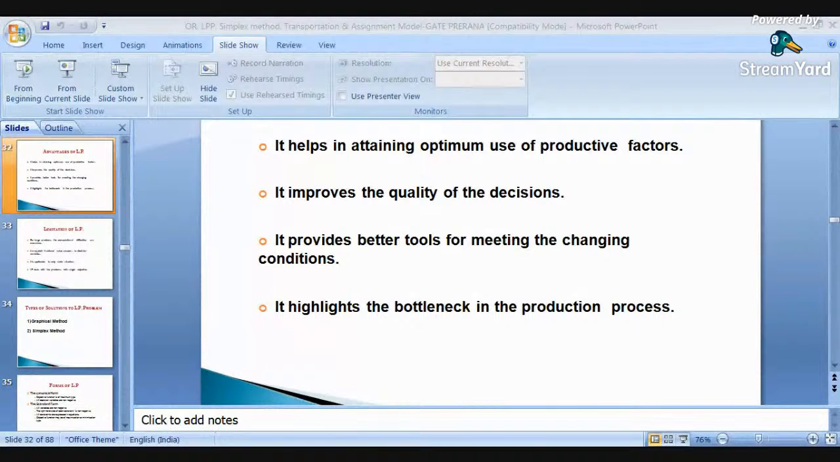Then let us come to the types of solutions to the LP problem. There are two types of methods to deal with the LP problem. One is the graphical method, and another one is the simplex method. The graphical method can be used when we have two variables in the system, either x and y or x1, x2, like that. And when the variables are more than two, then we use the simplex method.